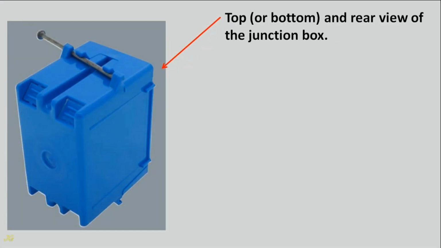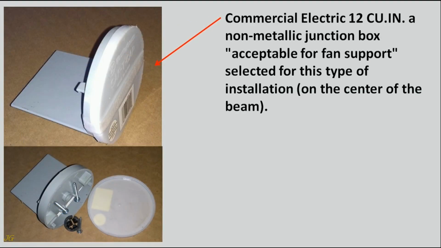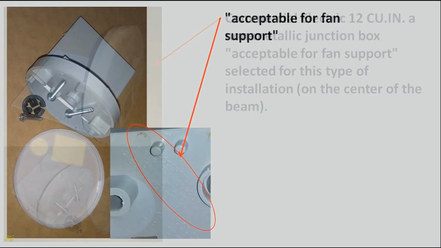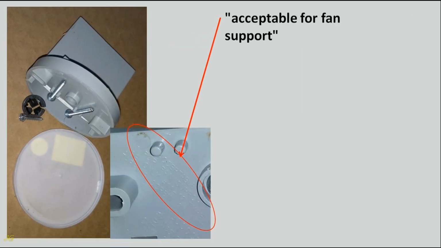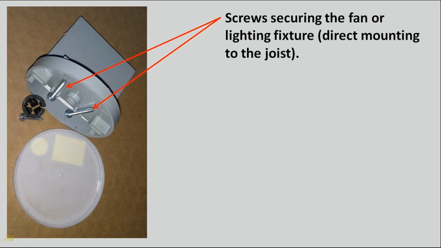Top, or bottom, and rear view of the junction box. Nails at the top and bottom of the junction box in their guides. Commercial Electric 12 cubic inch non-metallic junction box, acceptable for fan support, selected for this type of installation, on the center of the beam. Screw that secures the junction box to the joist. Screws securing the fan or lighting fixture, direct mounting to the joist.